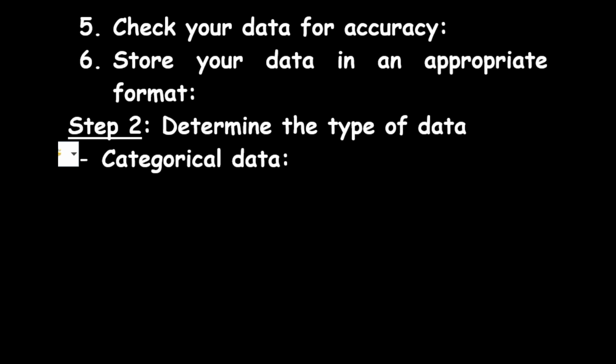Categorical data are data that classify or categorize some attributes. They may be coded as numbers, but the numbers have no real meaning. They are just labels. Categorical data can be further classified into two types, which are nominal data and ordinal data.